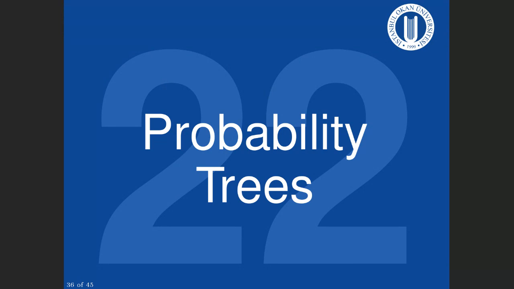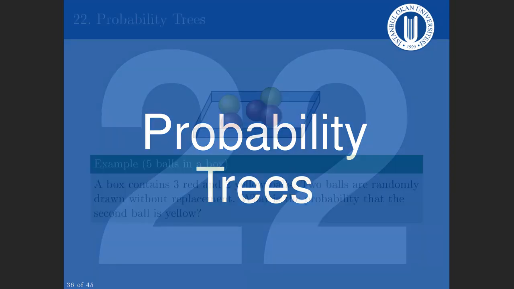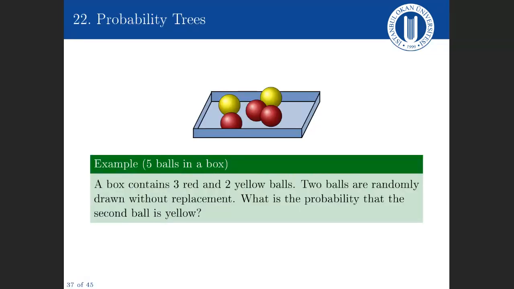Our final chapter for today is probability trees. Let's start with this example. Suppose we have a box which contains 3 red balls and 2 yellow balls. We're going to randomly take 2 balls out of the box without putting them back in, without replacement. What is the probability that the second ball that we take out is yellow?